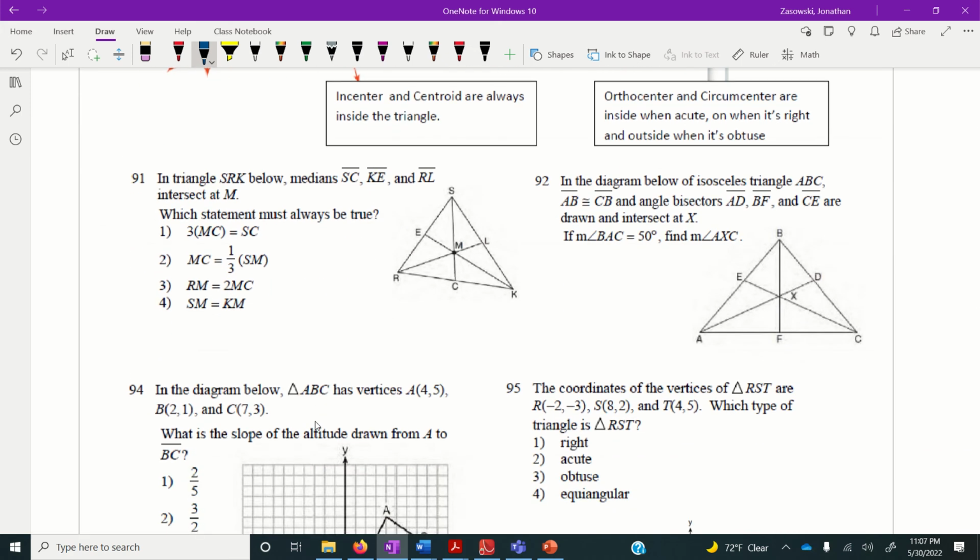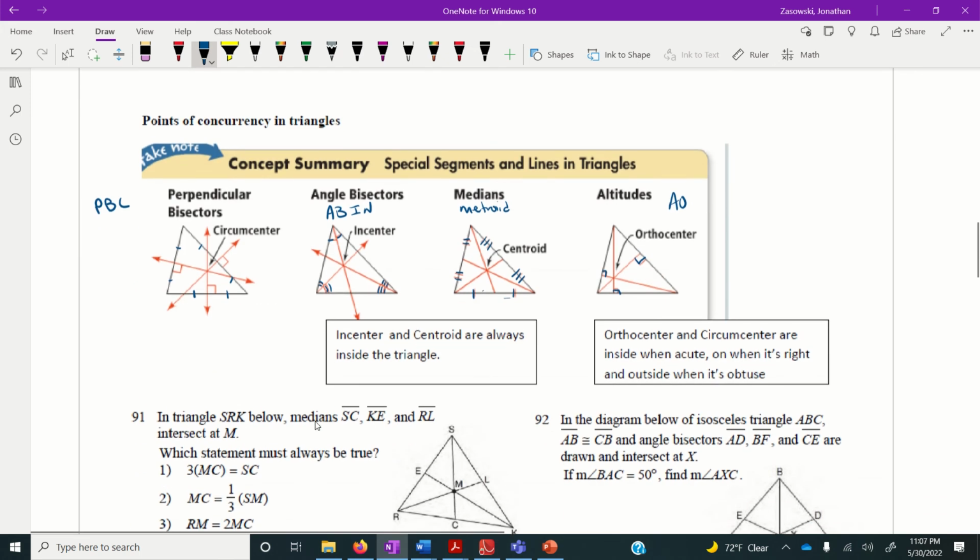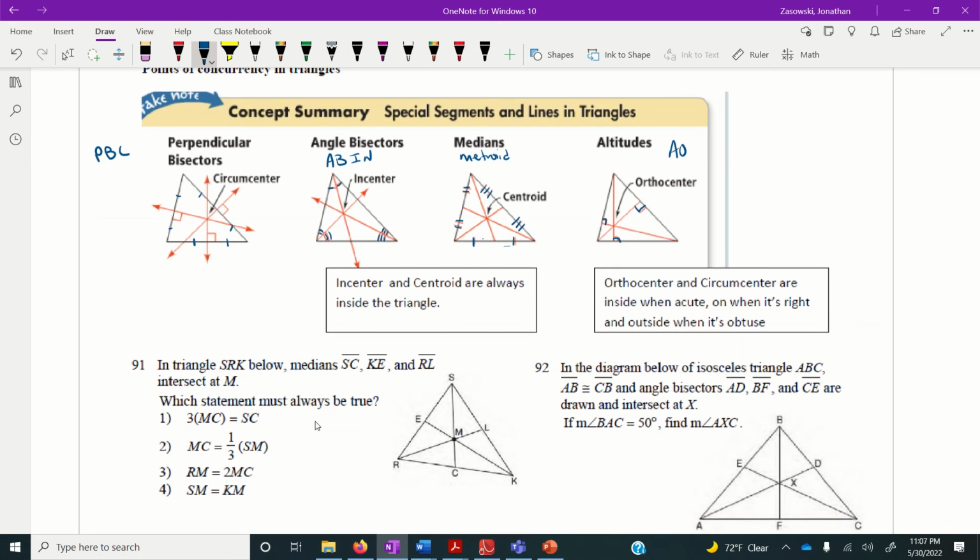Okay, so take a look at number 91. Let's answer some questions about points of concurrency. Now, the big one to be brought up here is with the centroid, okay? In the centroid, this top line here for the actual median is going to be twice as long as the line on the bottom part here.